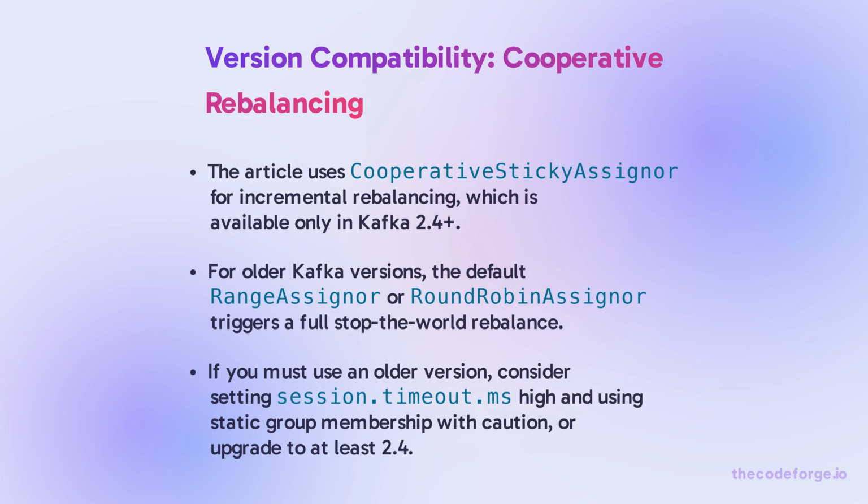The article uses the cooperative sticky assigner for incremental rebalancing, which is available only in Kafka 2.4+. For older Kafka versions, the default range assigner or round-robin assigner triggers a full stop-the-world rebalance. If you must use an older version, consider setting session timeout high and using static group membership with caution, or upgrade to at least 2.4.